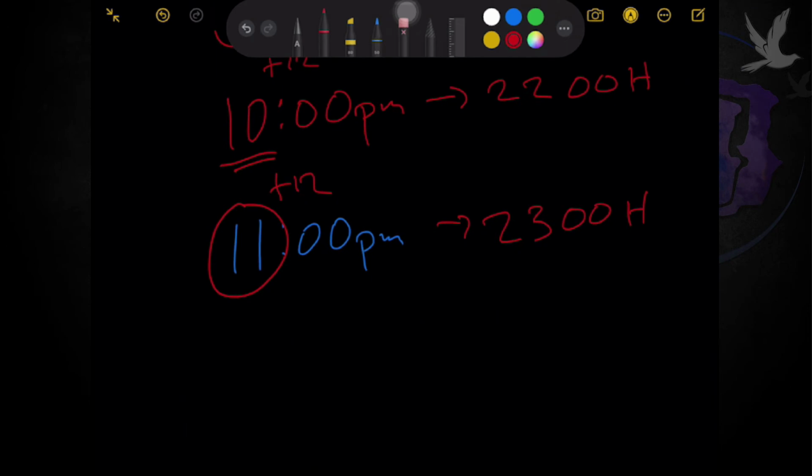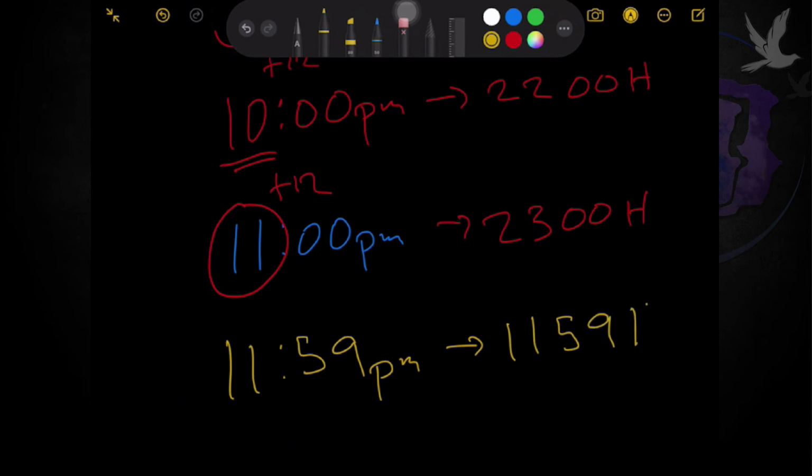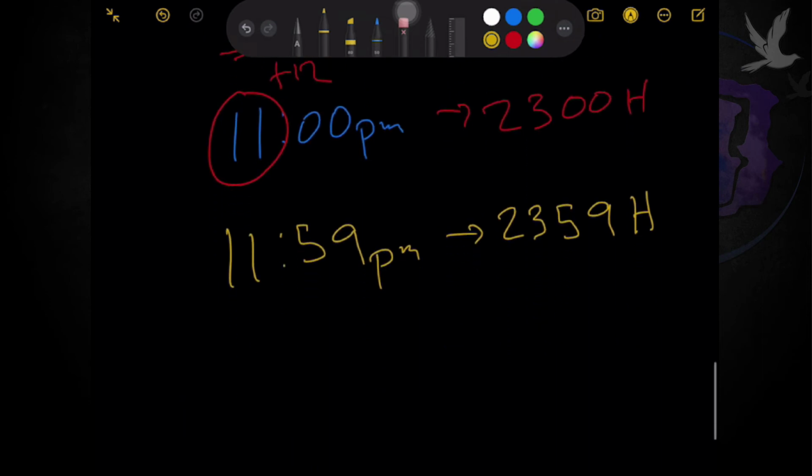And pinaka last time natin under the military time na ganito yung format is until 11:59 PM. So this will basically give us 2359 hours. Okay, sorry, I lost track there. Sorry. That's 2359 hours. Okay? So, yan ang pinaka-last natin na value.